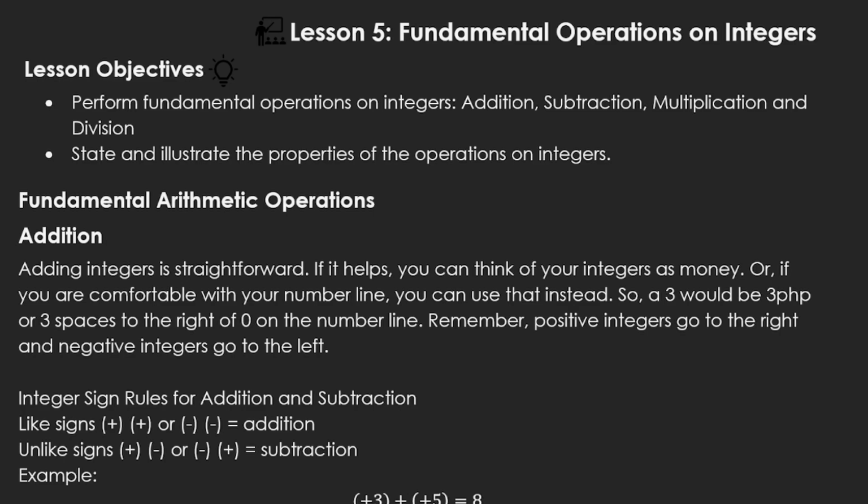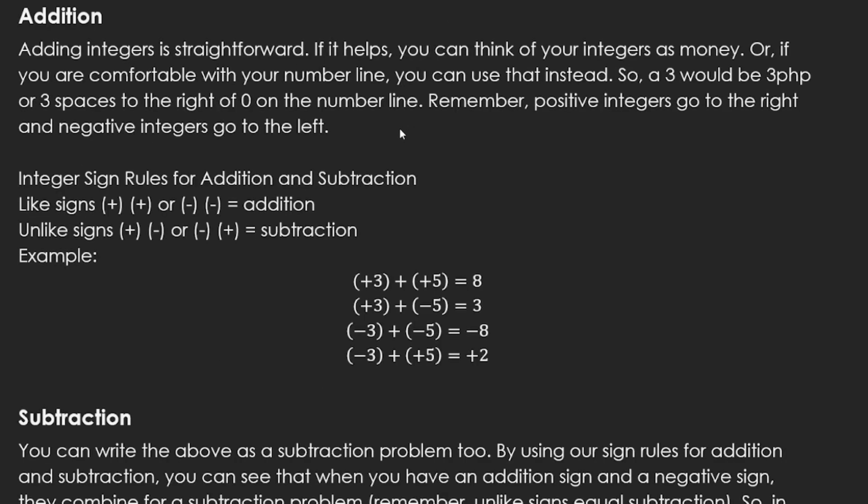Lesson 5. Fundamental Operations on Integers. There are 4 fundamental operations, namely addition, subtraction, multiplication, and division. We'll talk about the first 2. When adding 2 integers, take note of its signs. If they are both positive, you would add. If they're both negative, you'll still add.